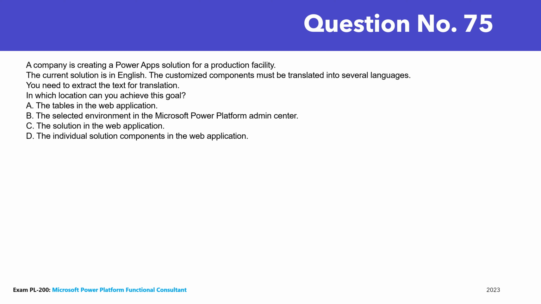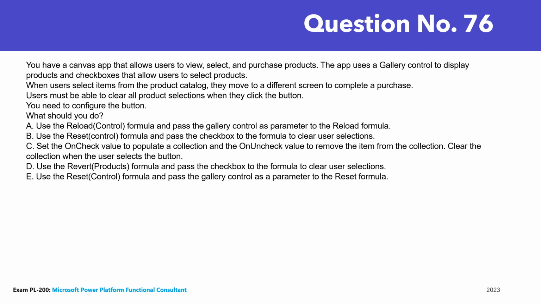In which location can you achieve this goal? A. The tables in the web application. B. The selected environment in the Microsoft Power Platform Admin Center. C. The solution in the web application. D. The individual solution components in the web application. Correct answer, C.